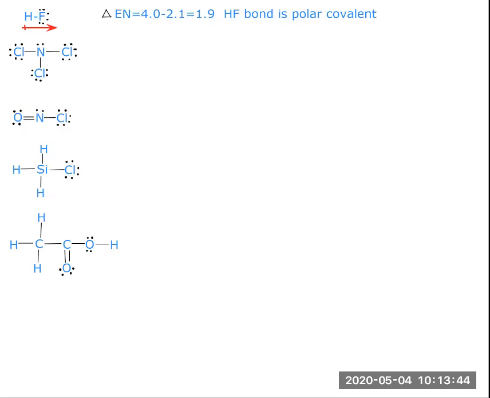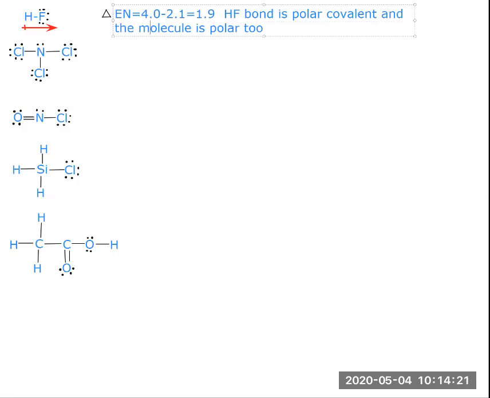So the bond is polar and the molecule is also polar. The HF molecule is polar because there is only one polar bond. There is nothing to cancel it. And so we can add here that the molecule is polar too. Right, because there's nothing to cancel the dipole moment. So then the molecule is polar.